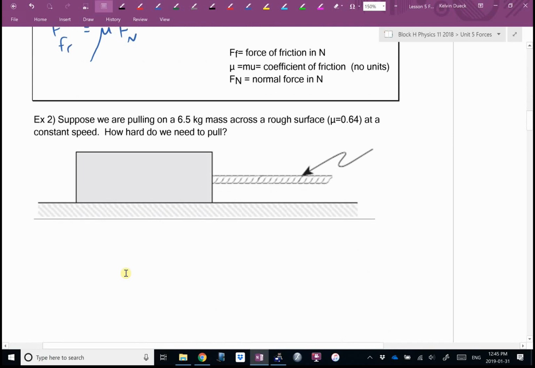Example 2 is the next question. Suppose we're pulling on a 6.5 kilogram mass across a rough surface at a constant speed. How hard do we need to pull? First of all, what 2 words should I mentally underline that are probably the key to doing this whole question? Let's do that in our notes so that we know we paid attention. If you don't underline it in your homework, but you just mentally tag it, I'm fine with that. What's it asking us to find?